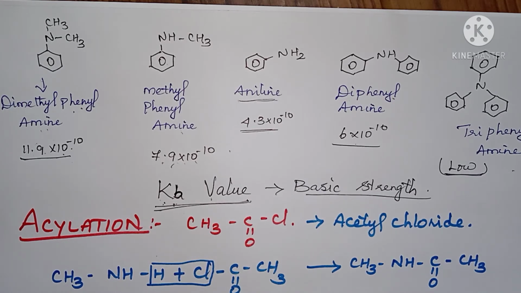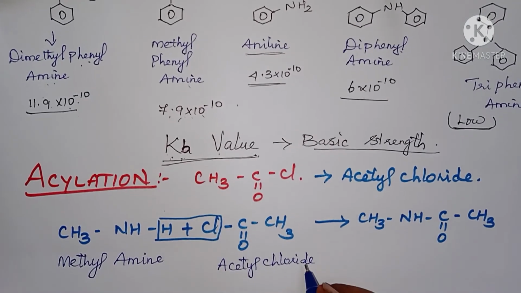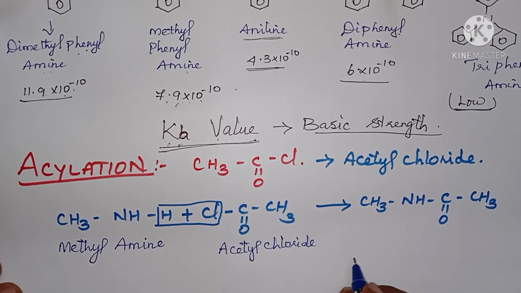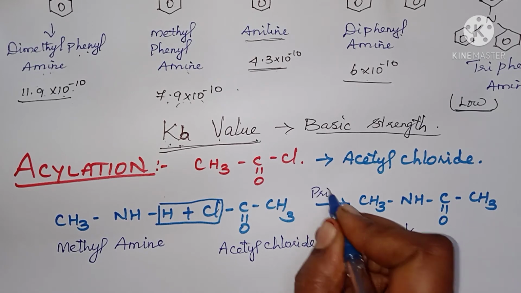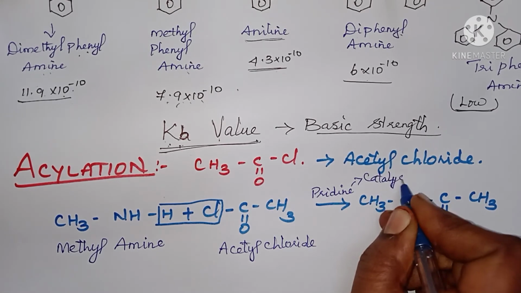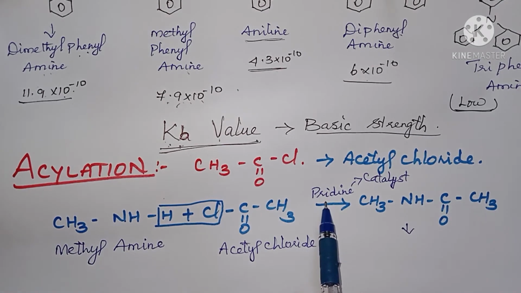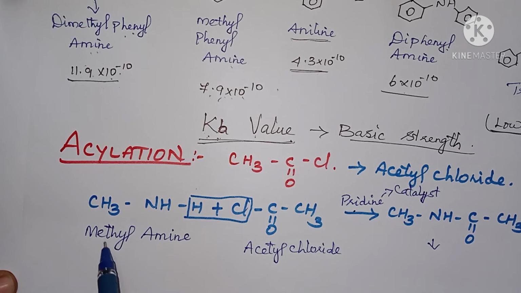So this is the primary amine, that is methylamine. Now this is acetyl chloride. Can you see? Yeah. Okay, now here in the presence of pyridine as a catalyst. Why do we take pyridine as a catalyst? Because pyridine is a more stronger base than the primary amine. That is why, to get the proper equilibrium, for that sake we have taken it.